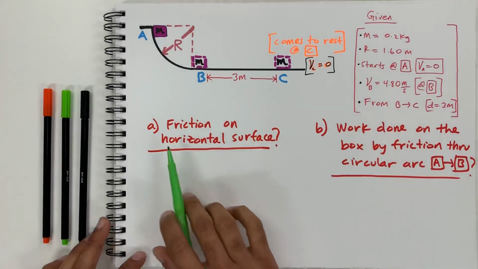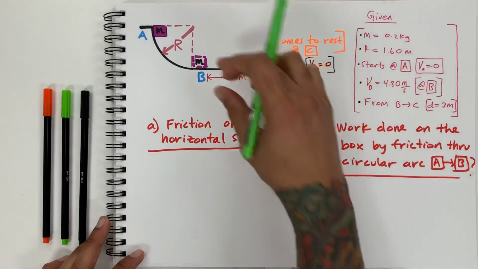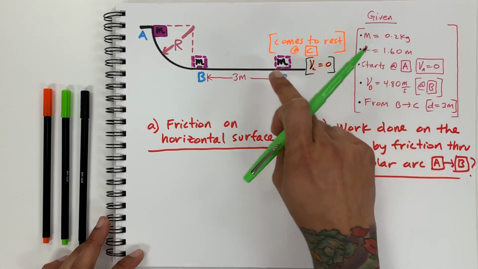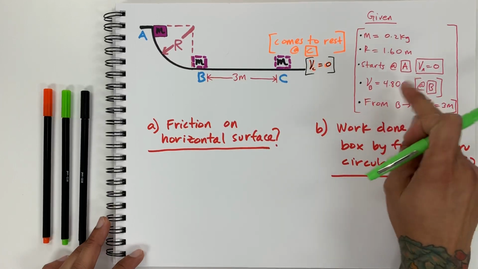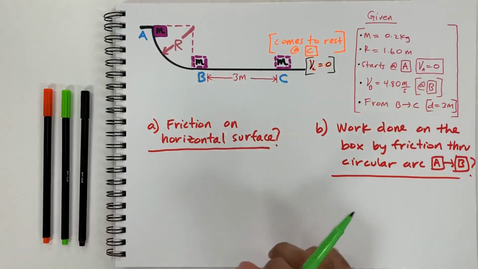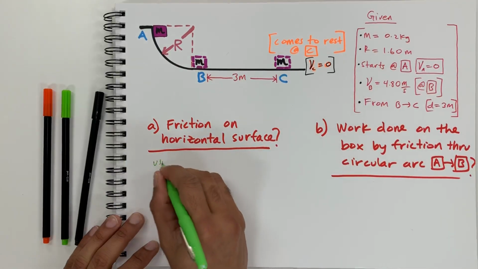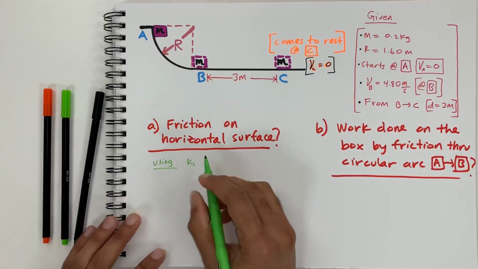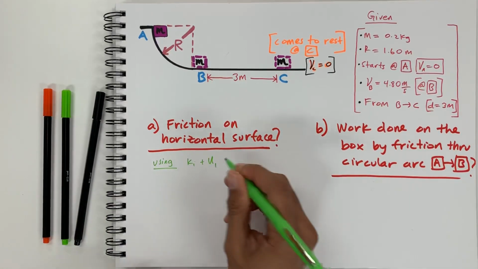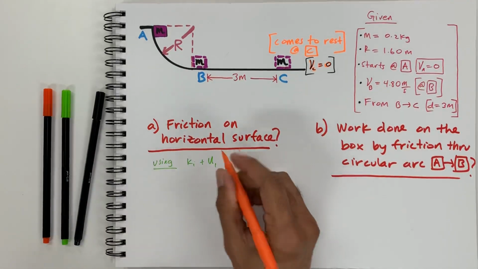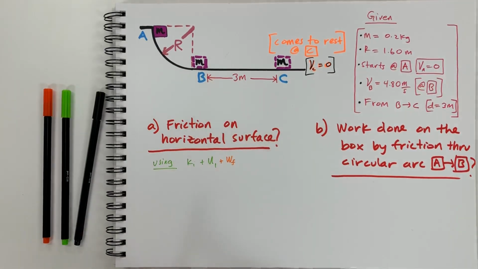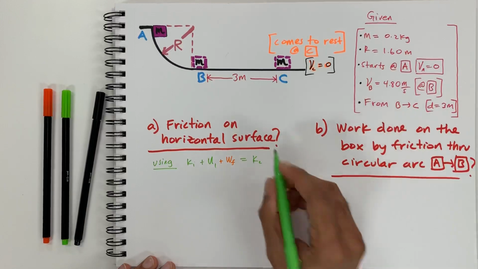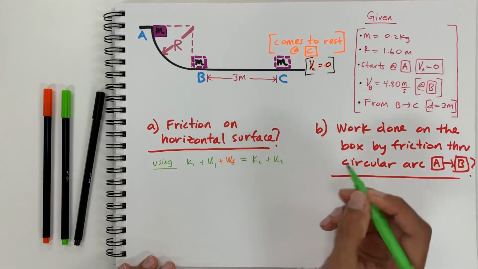And so we want to know first the friction on the horizontal surface. So from here to here, how much friction was there if we stopped at 3 meters going 4.8 meters per second when we started? Okay, so let's use conservation of energy. All right, so we have initial kinetic energy plus initial potential energy, right, plus work done by friction, okay, equals kinetic energy final plus potential energy final.